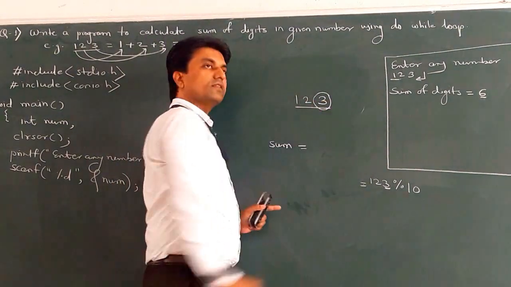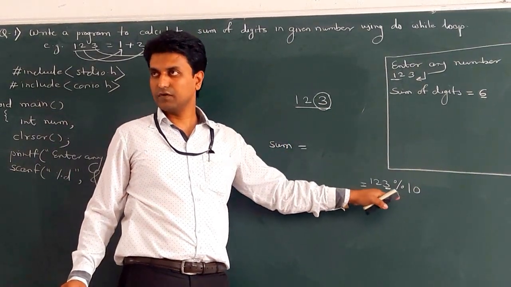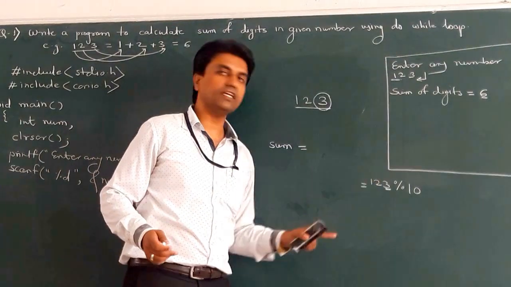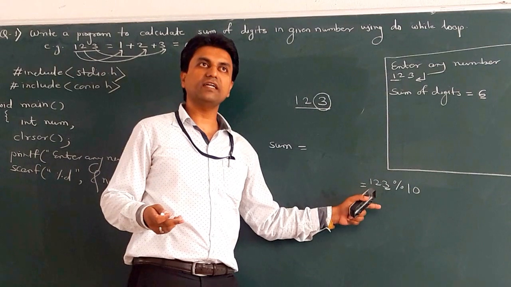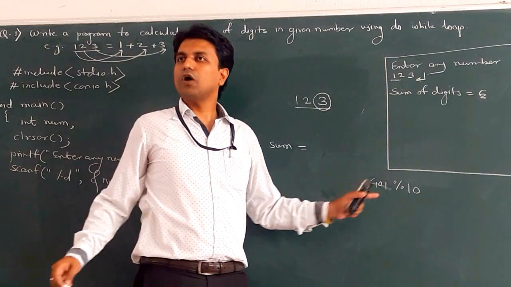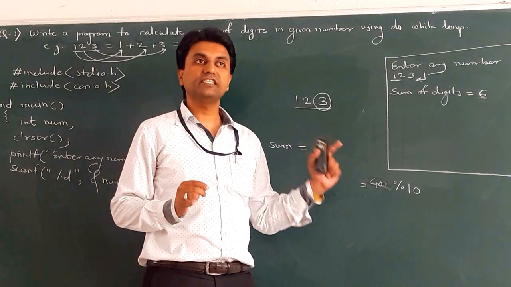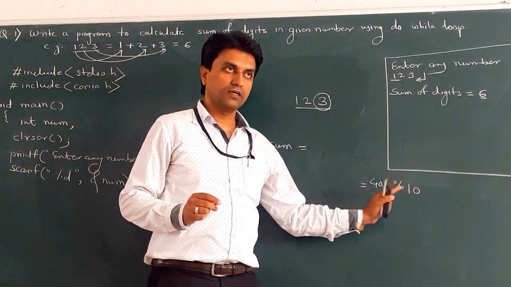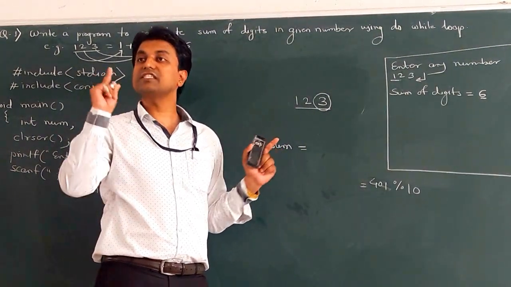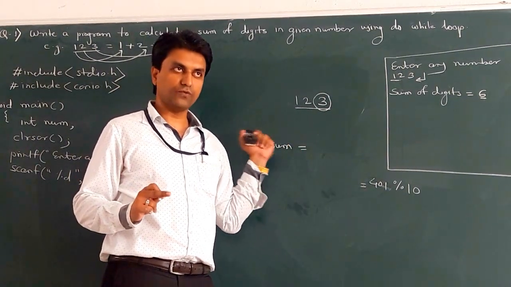So how do we separate 3, that is the last digit, from the number? Use mod of 10. Number mod of 10, what does it give you? The remainder. If the number is 123, mod of 10 gives remainder 3. If the number is 401, mod of 10 gives 1. That means we can separate the first digit from the number. What is our first statement in the body of the do while loop? The first statement is to separate the first digit from your number.